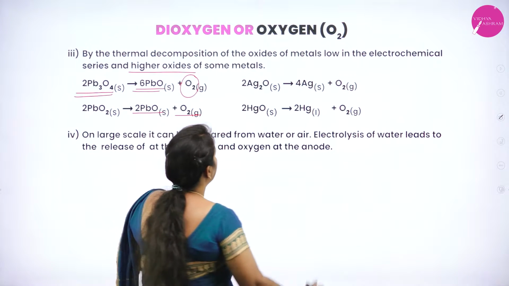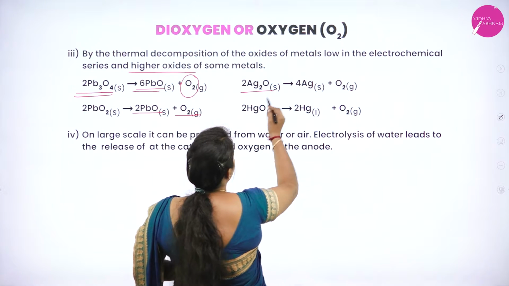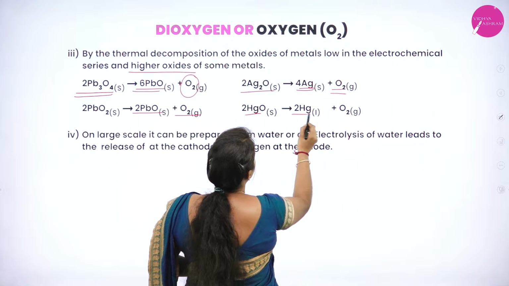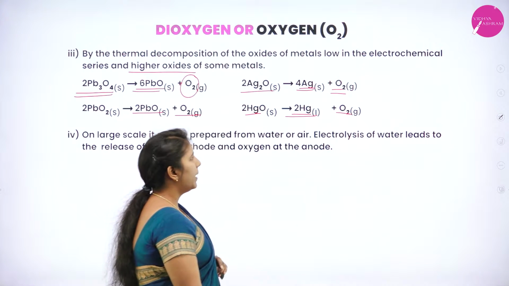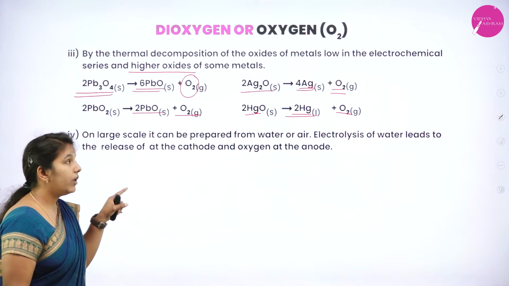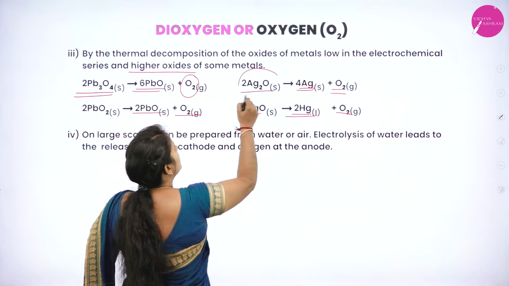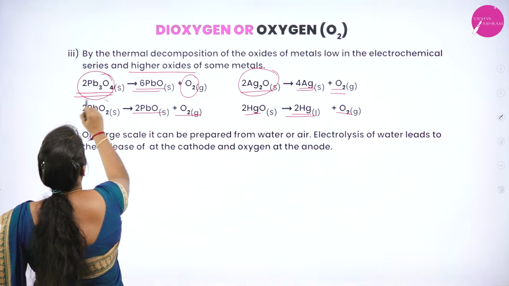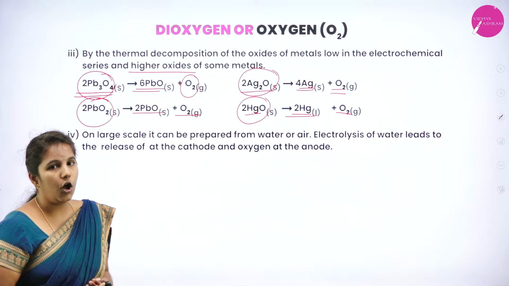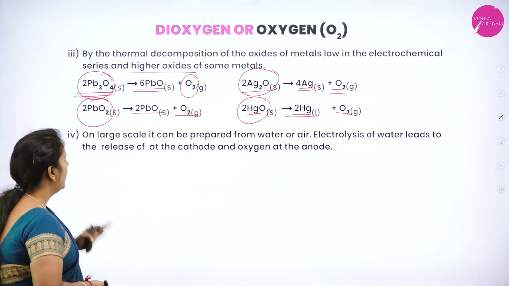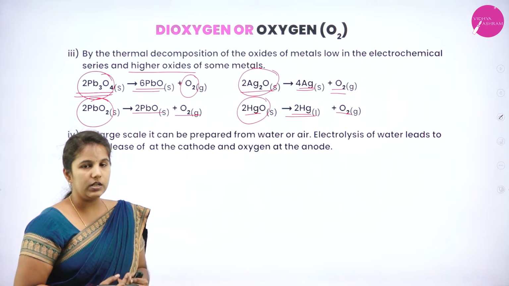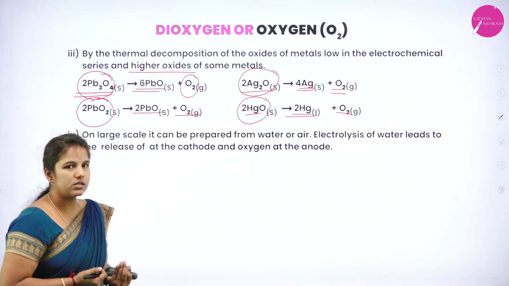Coming to silver oxide, that is Ag2O, which gives rise to silver and dioxygen. Mercuric oxide can also undergo thermal decomposition to give mercury and dioxygen. This indicates that even though we are taking the oxides of metals, they undergo thermal decomposition to give what? Dioxygen. Okay, and on a large scale, we can also prepare dioxygen by the electrolysis of water.